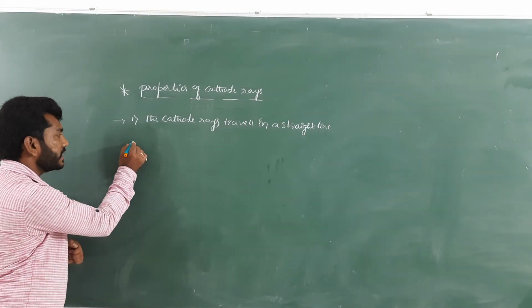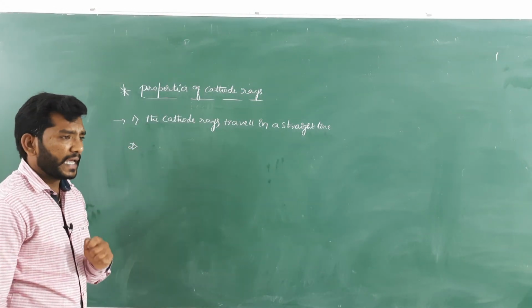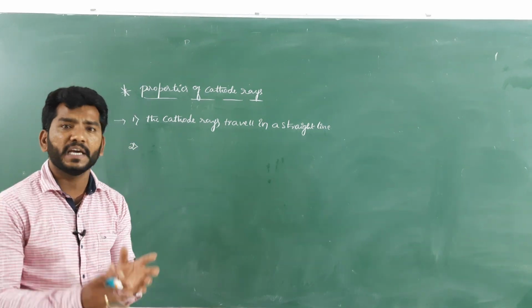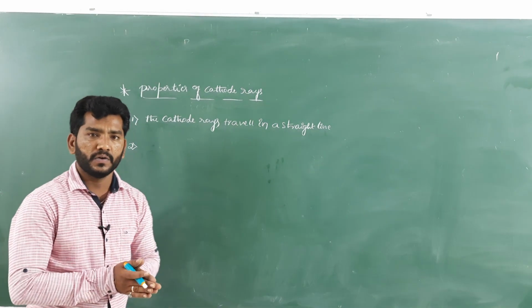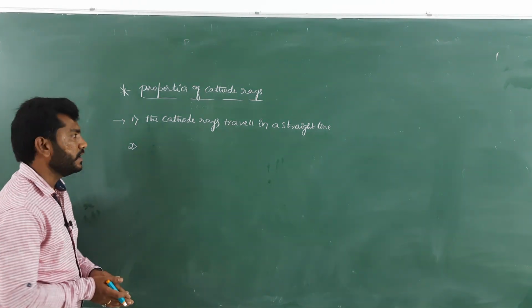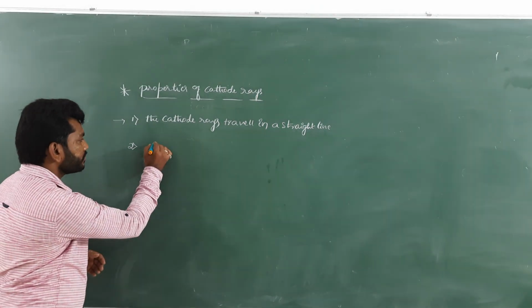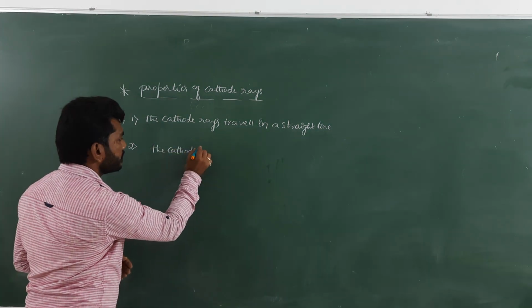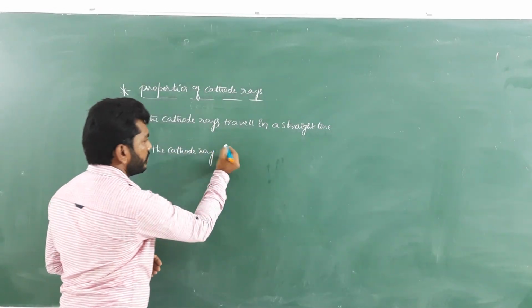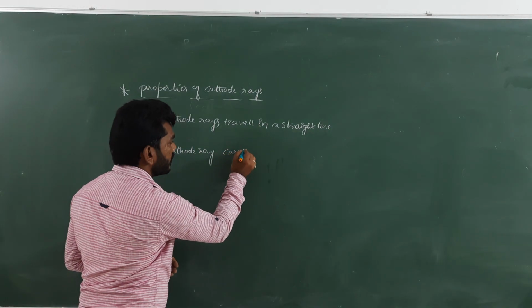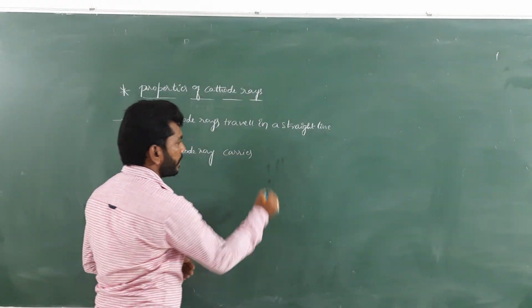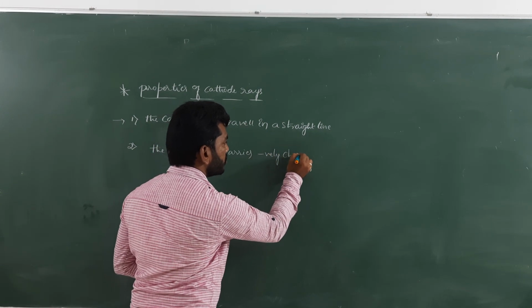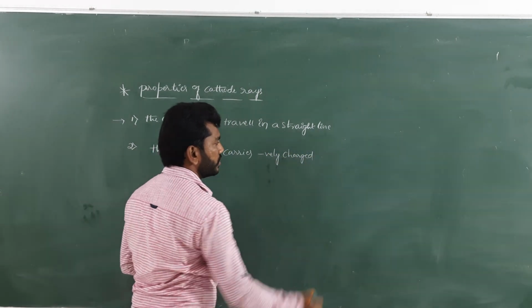And the second one is that, since cathode rays are a stream of electrons, cathode rays carry negatively charged particles. That's also one of the most interesting properties. The cathode ray carries negatively charged particles.